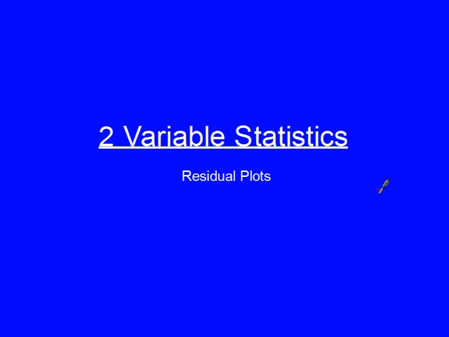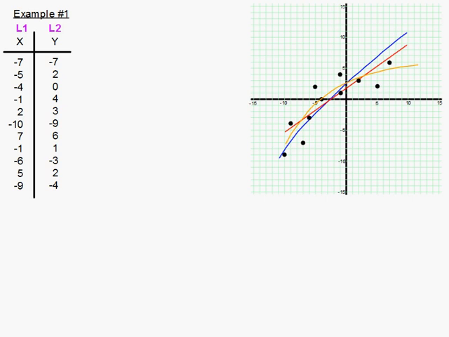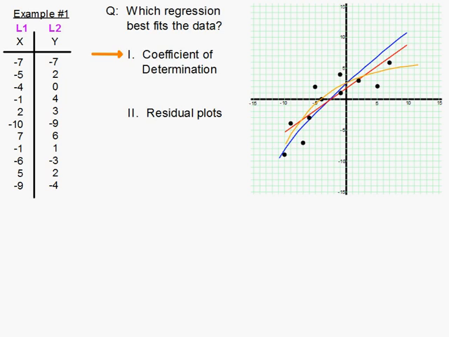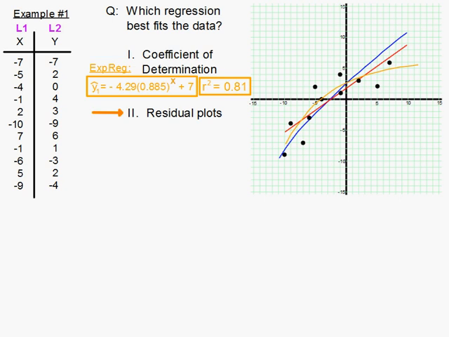I mentioned residual plots in our last video, and now we get to talk about them. So here's our previous example from the other video. Right, we said we want to determine which regression best fits the data. We looked at coefficient of determination, and we found that the exponential regression had the highest coefficient of determination. Now what we want to do is look at residual plots.